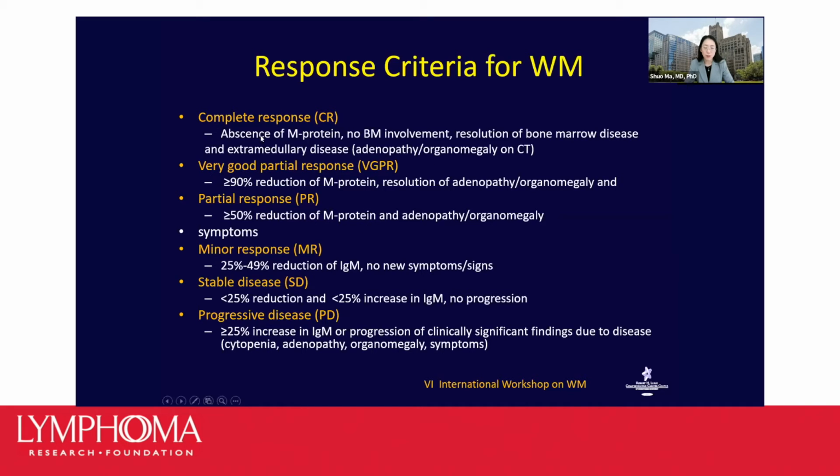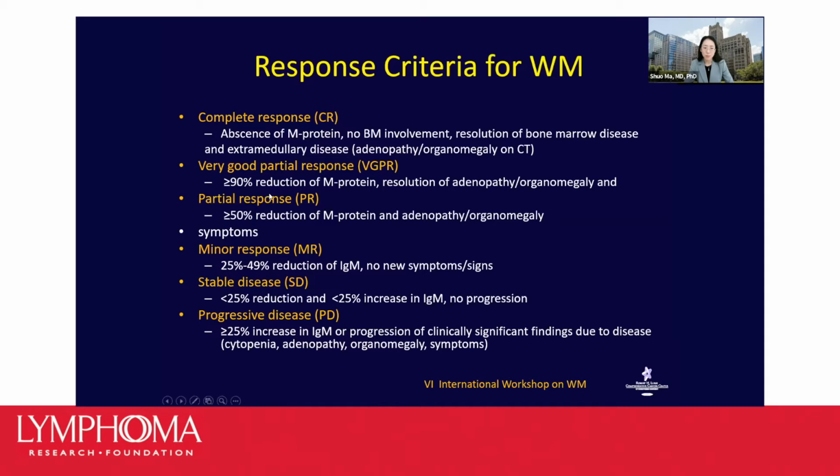So the best response is complete response. In that case, after a course of treatment, there's no longer any detectable monoclonal IgM protein. Also, when you do a bone marrow biopsy after treatment, there's no residual lymphoma left in the bone marrow. And if you do a CT scan, there are no abnormal lymph nodes or abnormal spleen. If all of those criteria are met, it's called complete response. I have to say that in Waldenström, complete response is extremely hard to achieve. So most of the time, we are very happy to see partial response or very good partial response.